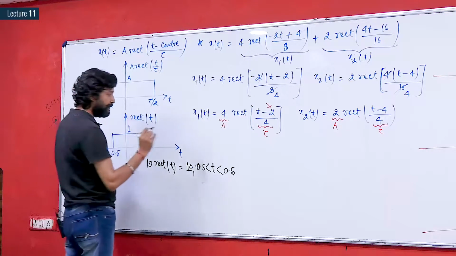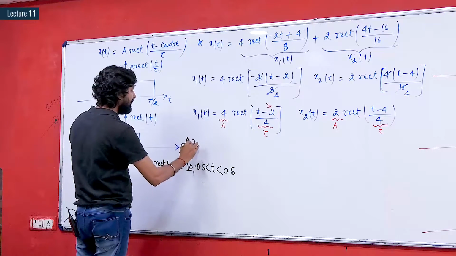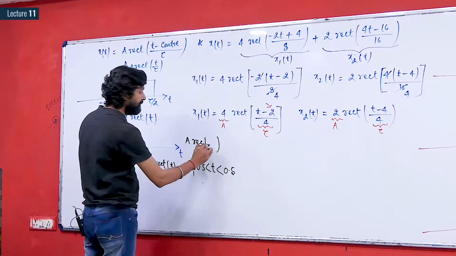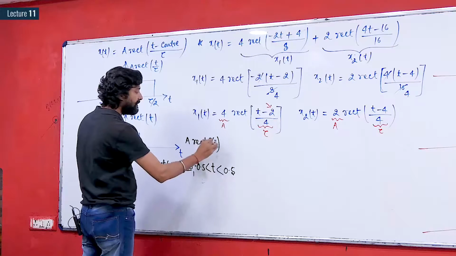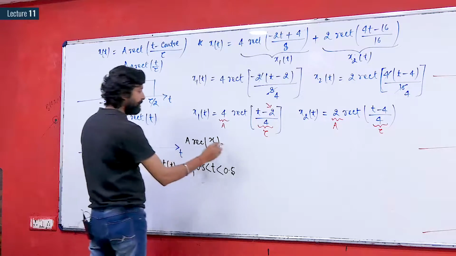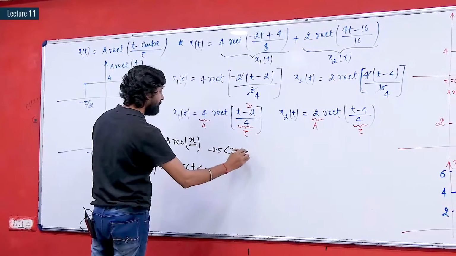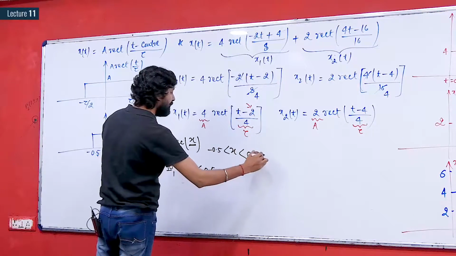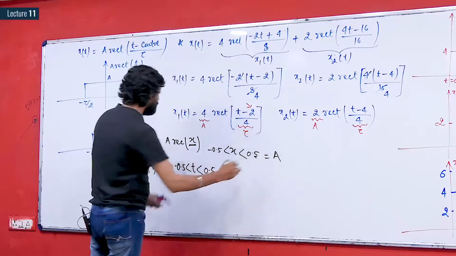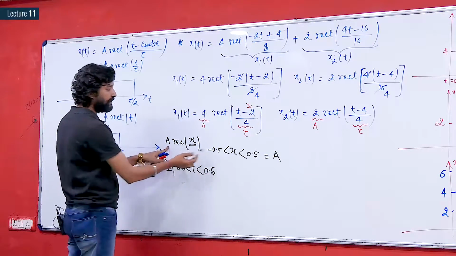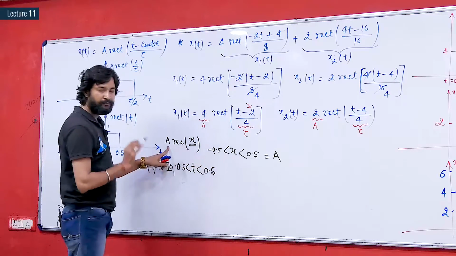So what you have to know is that if it is written as a rectangle of any value, let us say x, then if x lies in between minus 0.5 and plus 0.5, the value is going to be a. If it is written as a rectangle of x, then the value will be a for x in the duration from minus 0.5 to plus 0.5.